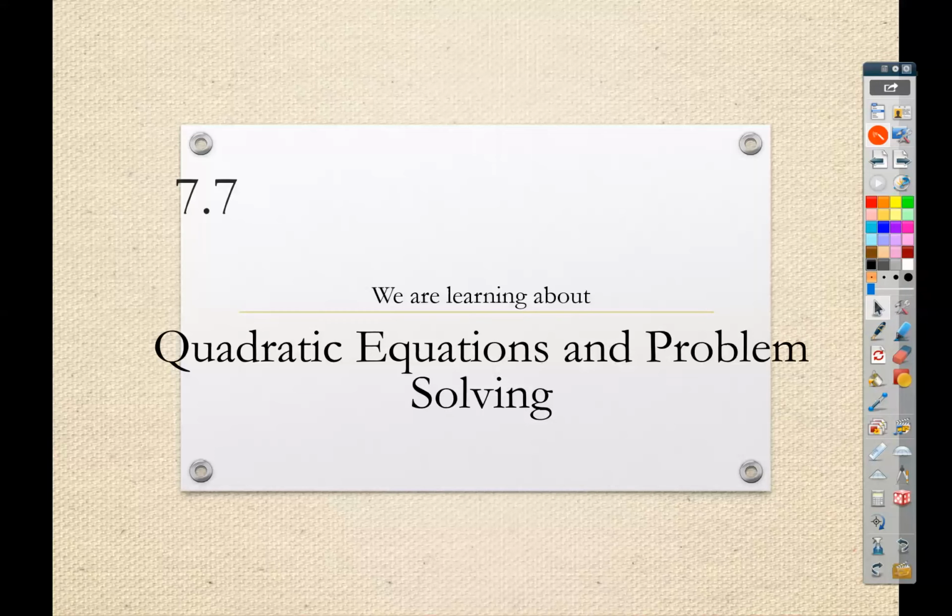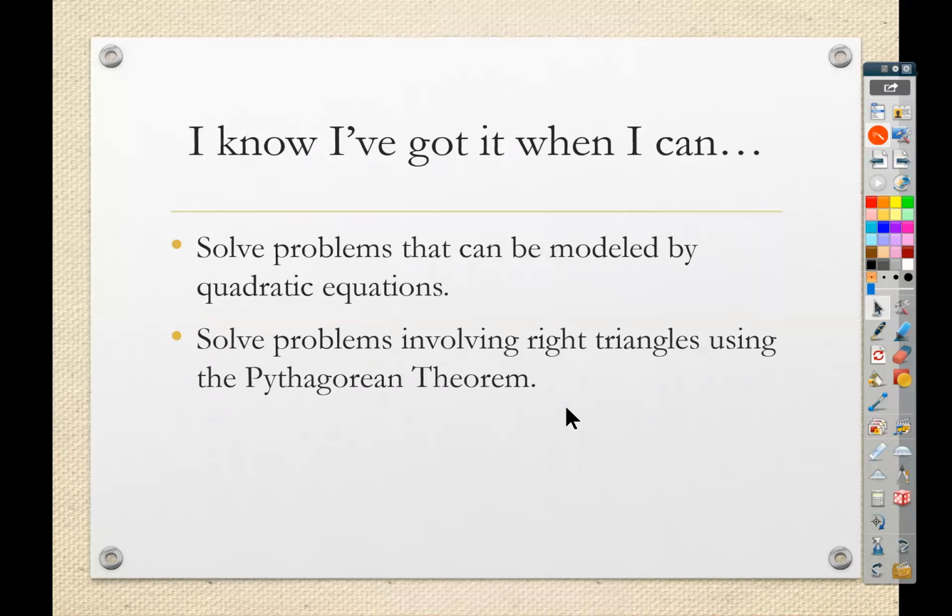Today we're learning about quadratic equations and problem solving. I know that I've got this when I can solve problems that can be modeled by quadratic equations, and solve problems involving right triangles using the Pythagorean theorem.